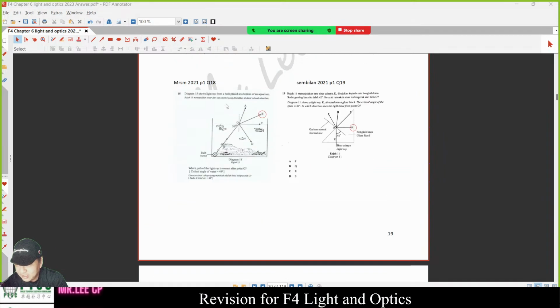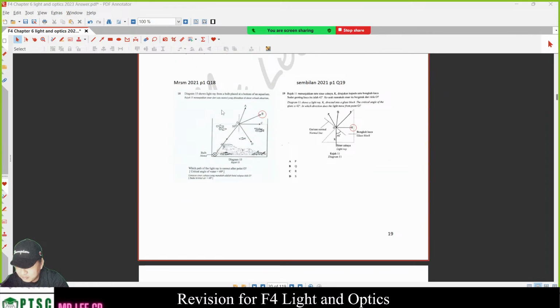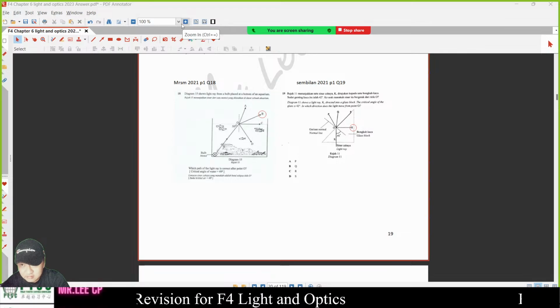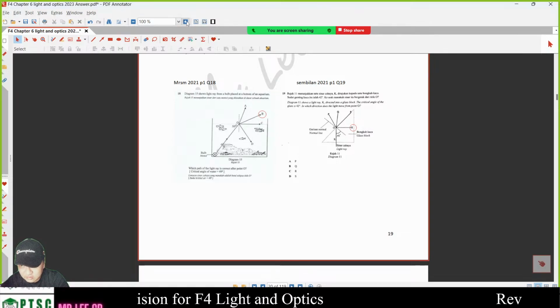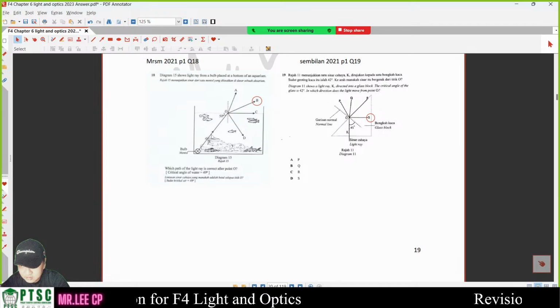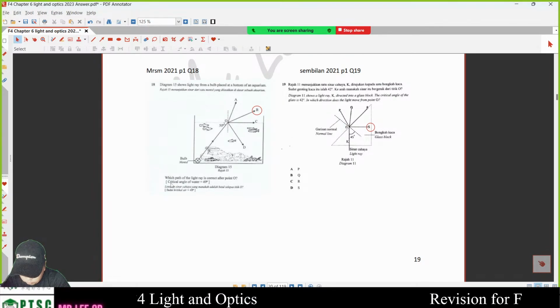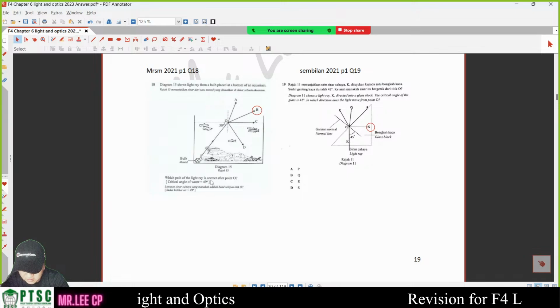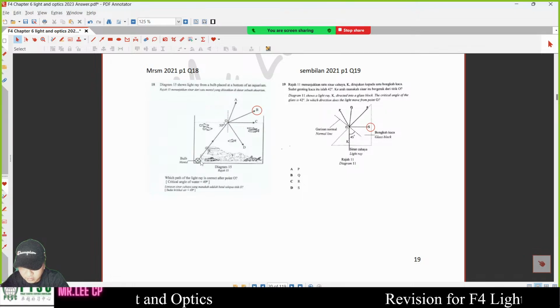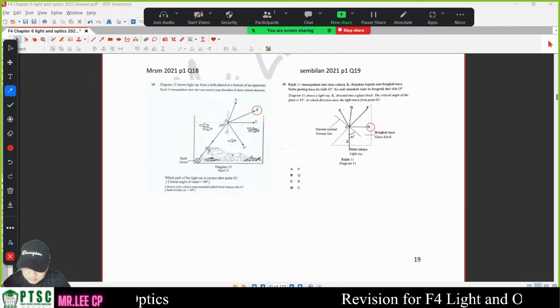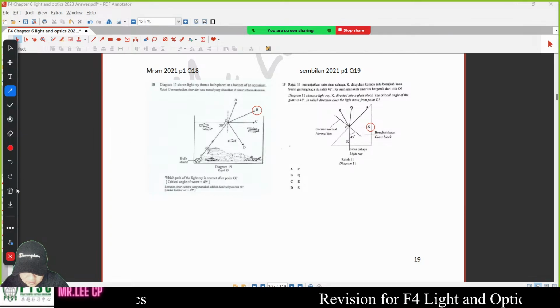Okay. Now I simply take one example. For example, total internal reflection, as I told you, has no calculation, because critical angle is the calculation. Which part of the light ray is correct after the point O? Now the light goes in here. This is 50. Now you need to know.